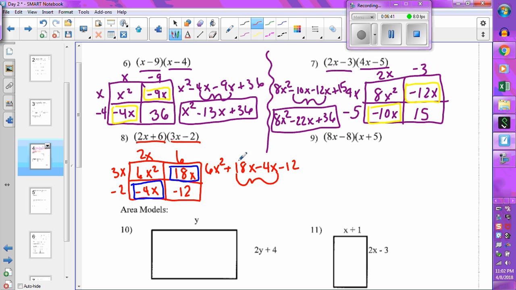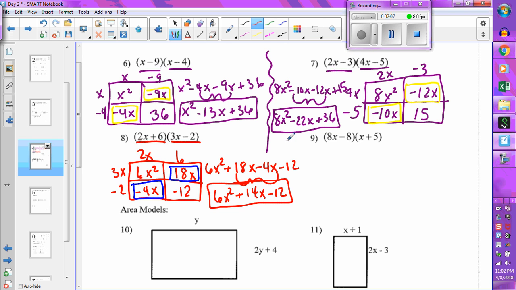So I have a positive 18, and I have a negative 4. So that's the same thing as saying I have $18 in my pocket, but I owe someone $4, right? So how much do I have left over? So when we combine that, we have a 6x squared, or to the second degree, plus 14x minus 12. And this right here would be our answer.